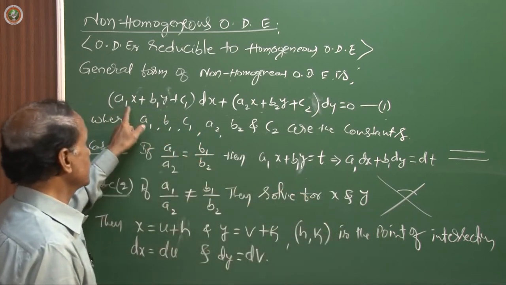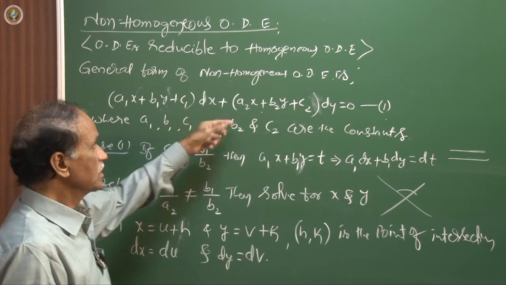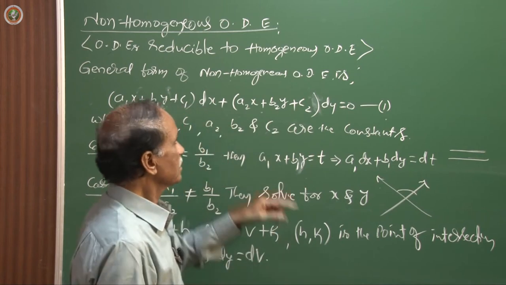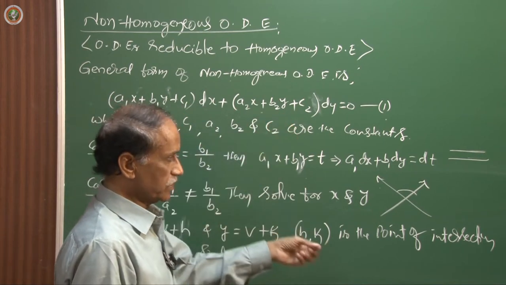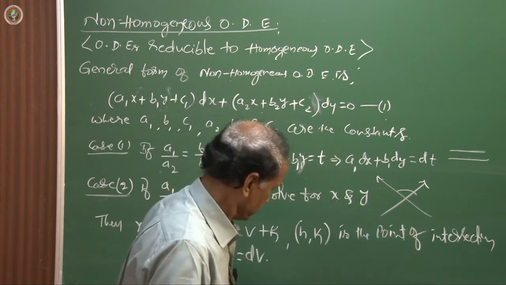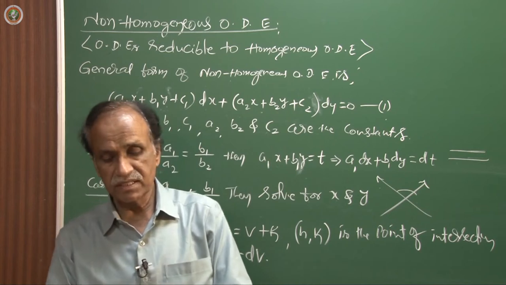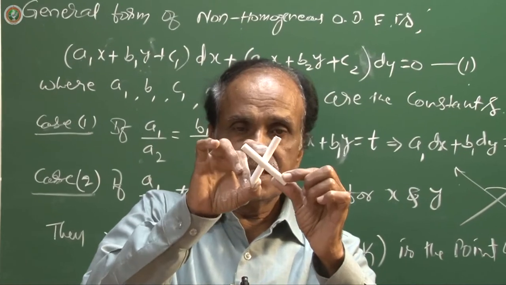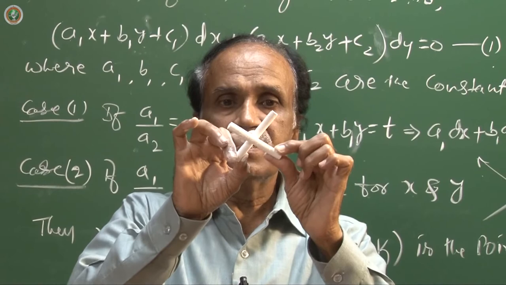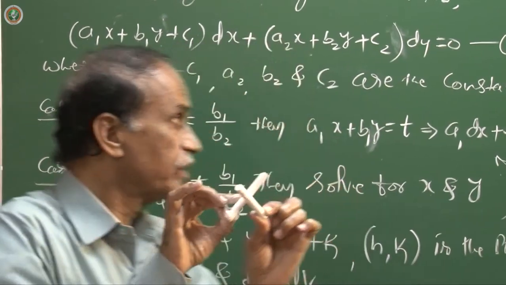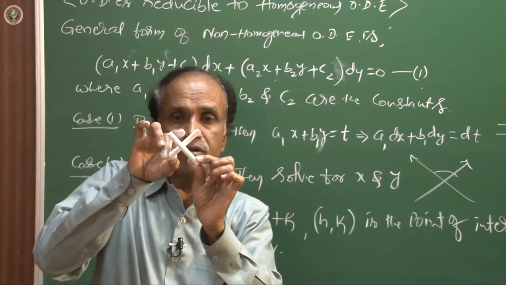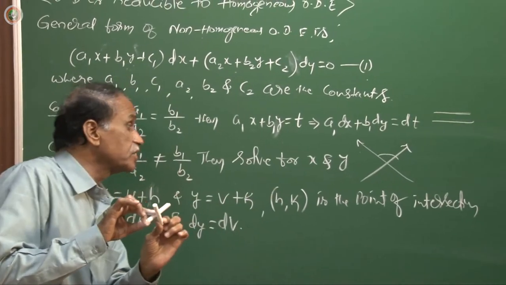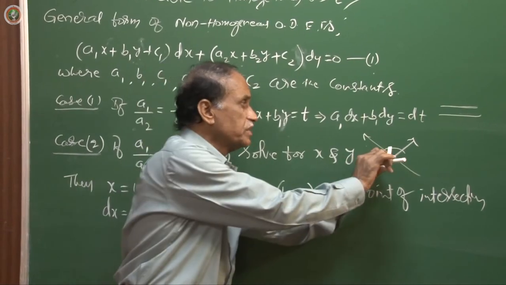This is one line representing a1x plus b1y plus c1 is equal to 0, and this quantity represents another straight line, that is a2x plus b2y plus c2 is equal to 0. When these two lines are intersecting, this is the point of intersection, right? The angle made by these two lines. So, this is the case when a1 by a2 is not equal to b1 by b2, that means case number 2. And you have to find out the point of intersection between these two and name that point as H, K. This is the point of intersection.